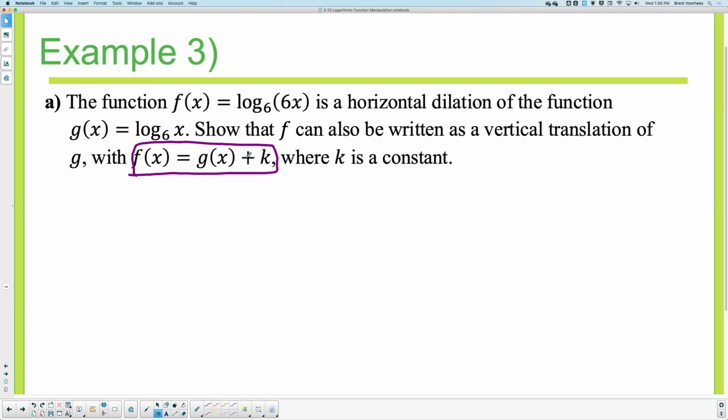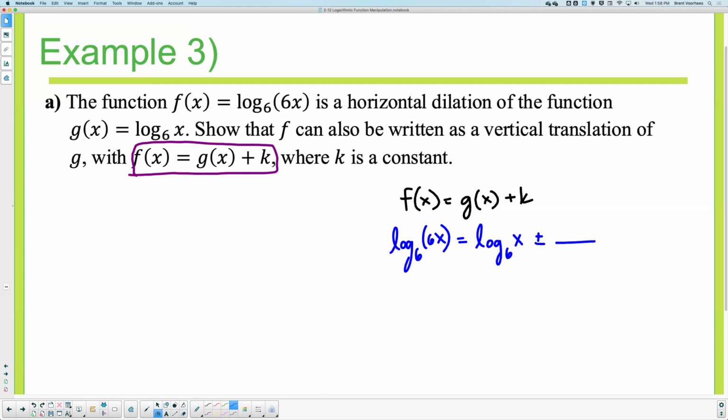Our function should look like this at the very end, which means if it's supposed to look like f of x equals g of x plus k, what is f of x the same thing as? Log 6 of 6x is going to equal, what's g of x according to the problem? Log 6x. And then we're going to have some number after it, plus or minus some number, because a constant can be a negative number as well. That's what our answer is going to look like at the very end. Does that make sense? Let's get there.